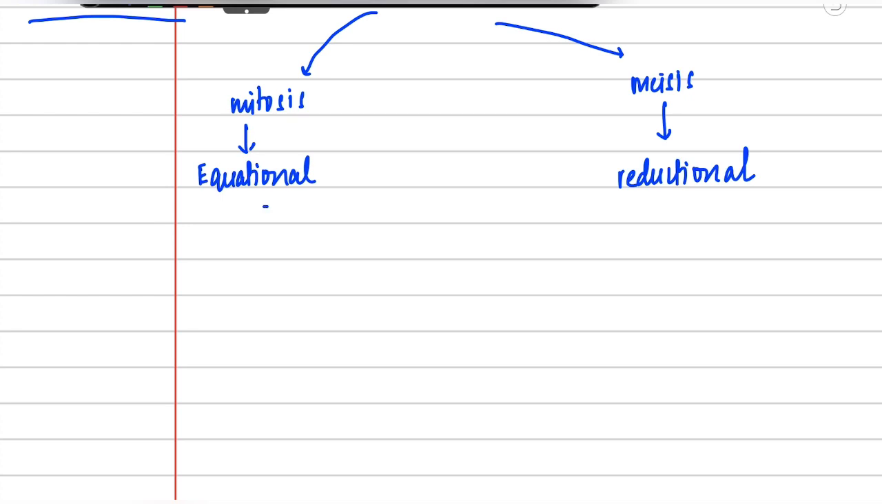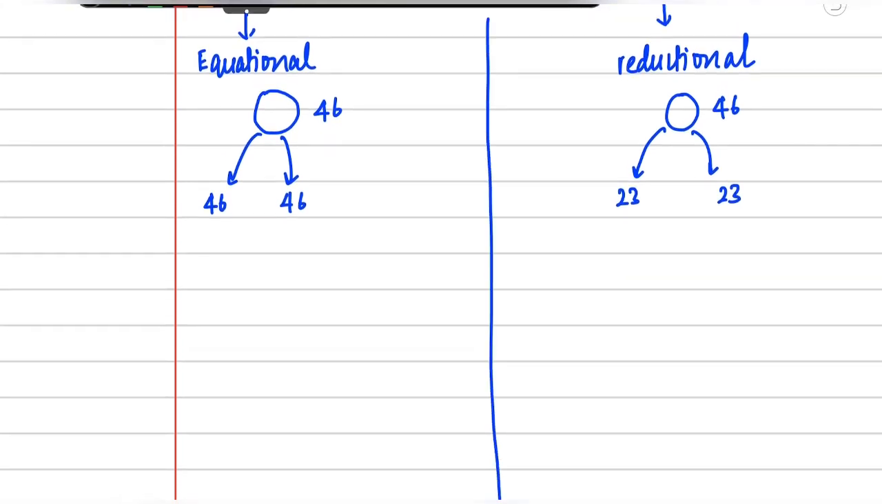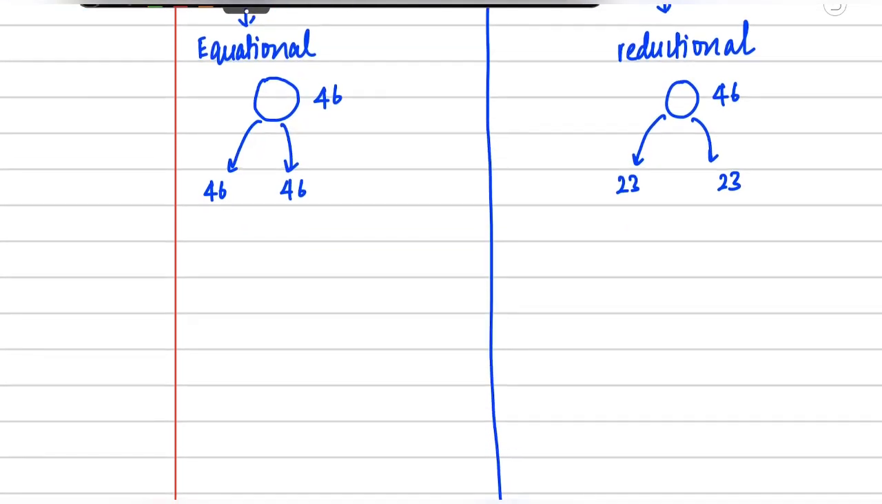Equational is nothing but if the parent cell has 46 chromosomes, both the daughter cells get 46 chromosomes each. That is equational division. Whereas in meiosis, if the parent cell has 46 chromosomes, both of them get only 23. That is half. That is known as reductional division. Where does mitosis occur? Mitosis occurs in all the somatic cells, body cells. Where does meiosis occur? Meiosis occurs in germ cells.